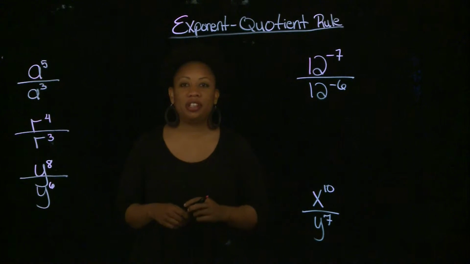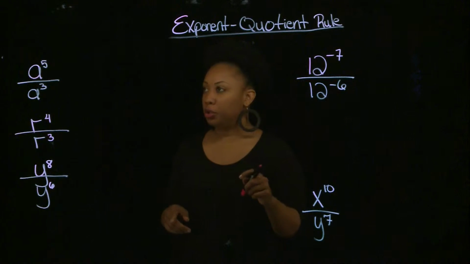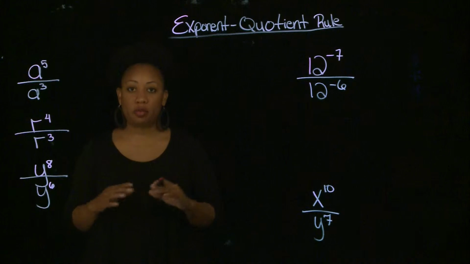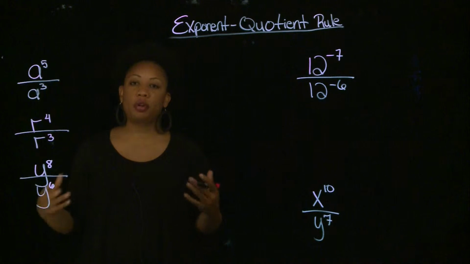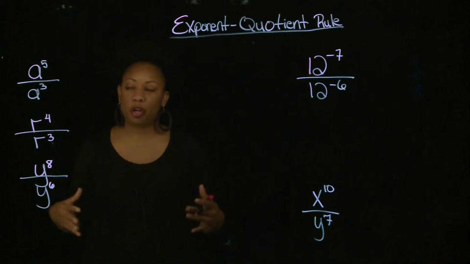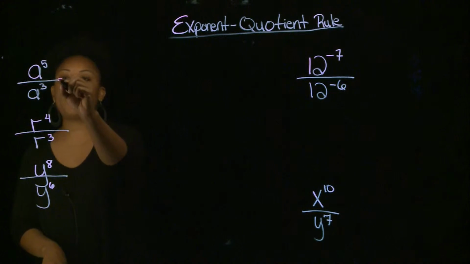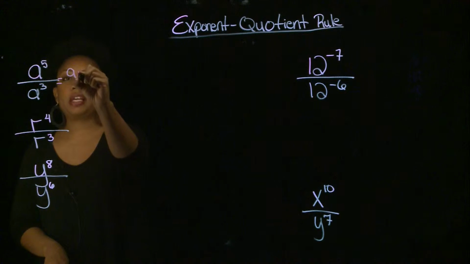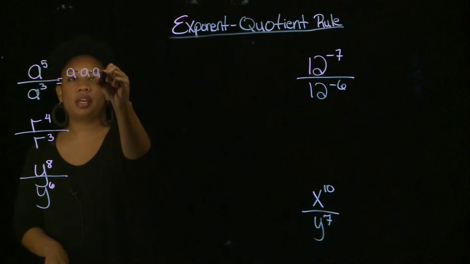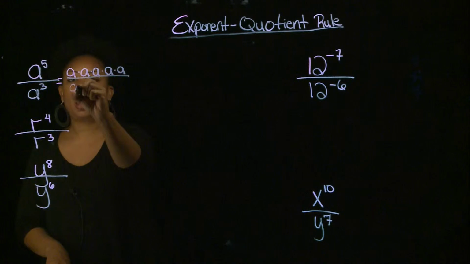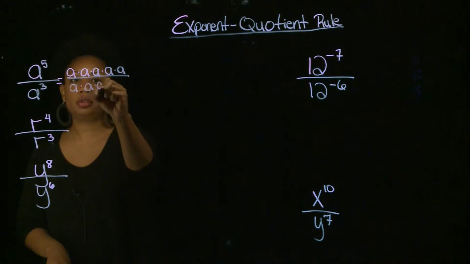Okay, now we're going to look at exponents with the quotient rule. So again, whenever you're dealing with exponents, you can always write it out the long way, but if you remember your rules, you can get through it a lot quicker. So if we do it the long way, we have a to the fifth, which means a times a times a times a times a over a cubed.